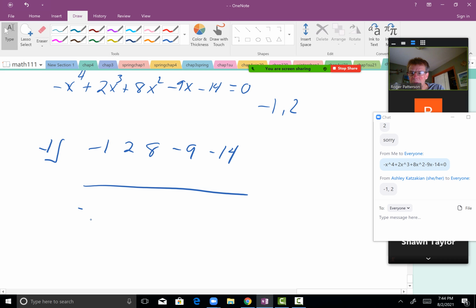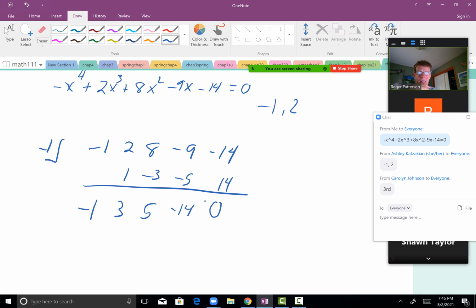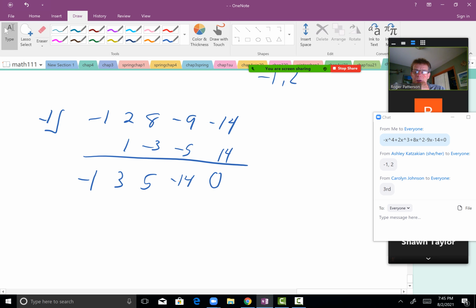Okay, here we go. -1, 1, 3, adding, right? -3, 5, -5, -14, 14. I know I got to get 0 there. Okay, I know I got to get a 0 there. So now we've reduced it down, but what have we reduced it down to? What degree is it now? It's a 3rd degree, right? Yeah. Okay. I don't have a formula for a 3rd degree. Okay. I don't have one.